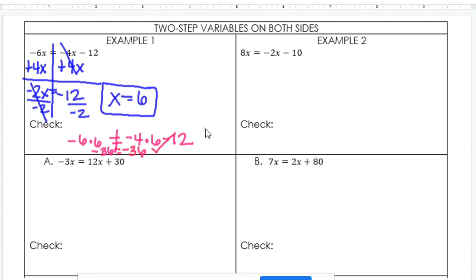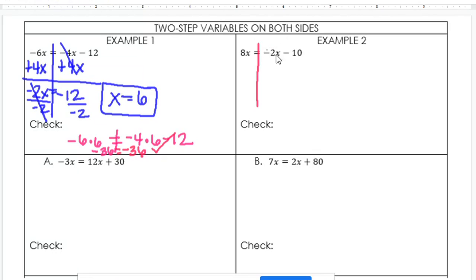All right, let's do example number 2. Draw the wall. Okay, so we have 8x equals negative 2x minus 10. No grouping symbols. Okay, so then we go to, do we have like terms to combine? The answer is no. Then we go, do we have variables on both sides? And the answer is yes.